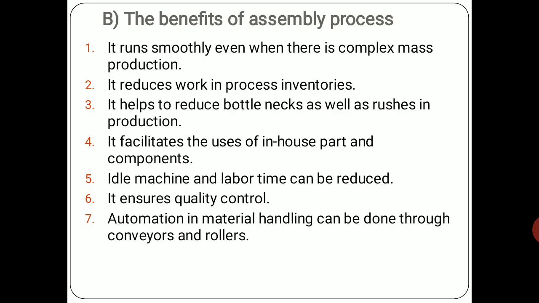Automation in the material handling can also be done. That means conveyor belts and rollers can be used for getting the goods transferred from one place to another, or maybe from one machine to another machine. So conveyor belts and rollers are the automated machines or equipment that are beneficial to the assembly process.